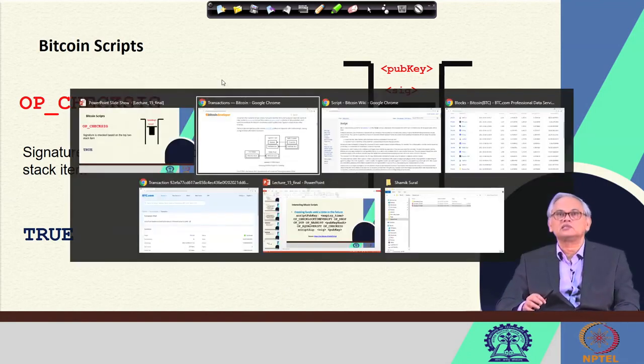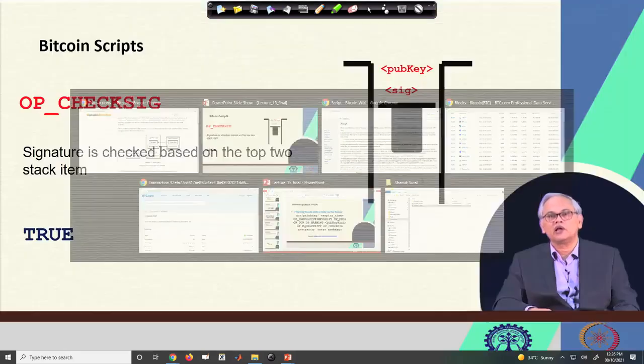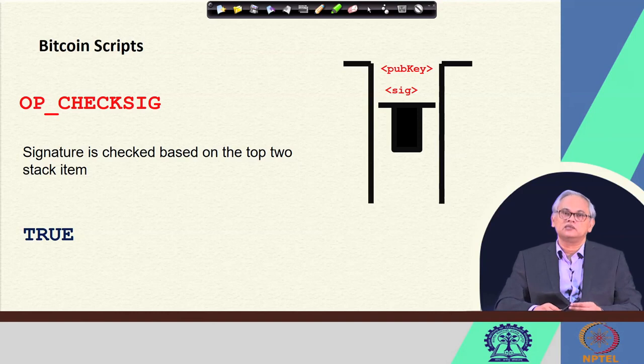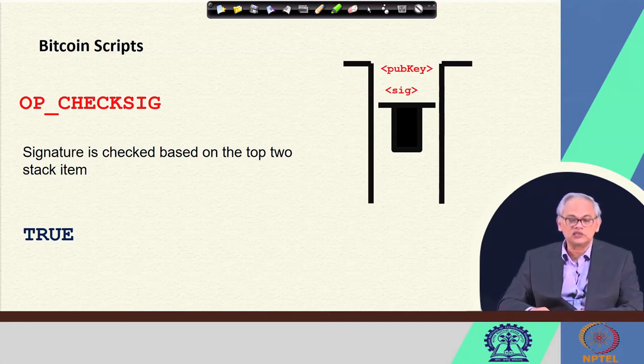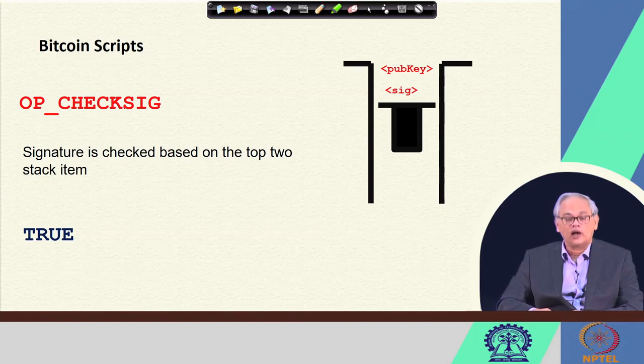All those details, as I said, you can see from this site. You will get all the details about what exactly is encrypted by the private key of Bob. And then once it is done, this OP_CHECKSIG checks the signature based on the top two items of the stack, and if these two match, it returns true.